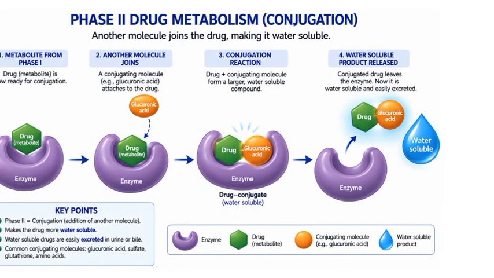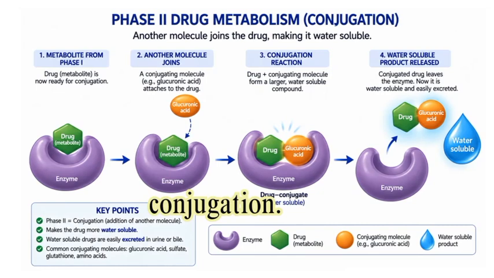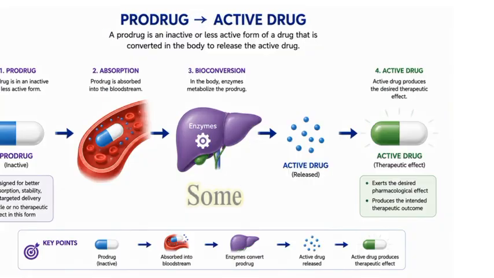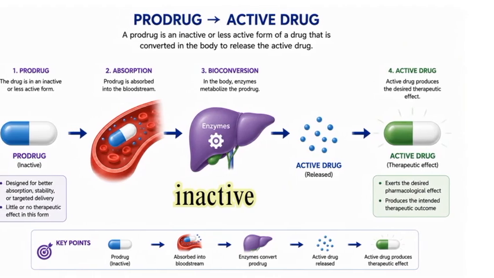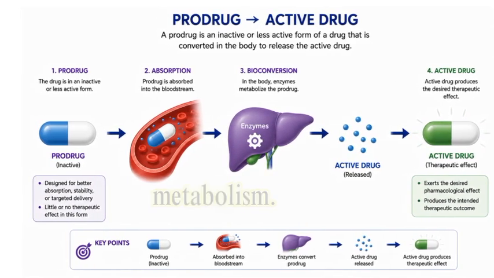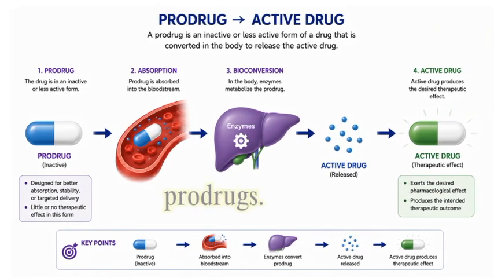Phase 2 joins the drug with another molecule in a process called conjugation. This usually makes the drug more water-soluble. Some drugs become inactive after metabolism. Others become active only after metabolism. These inactive drugs are known as prodrugs.